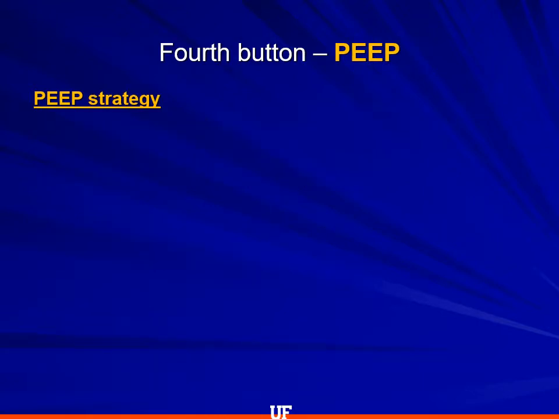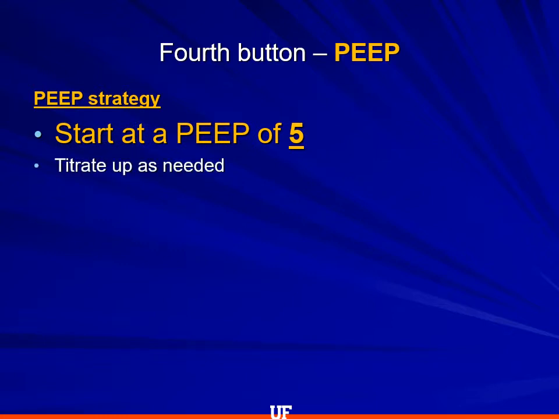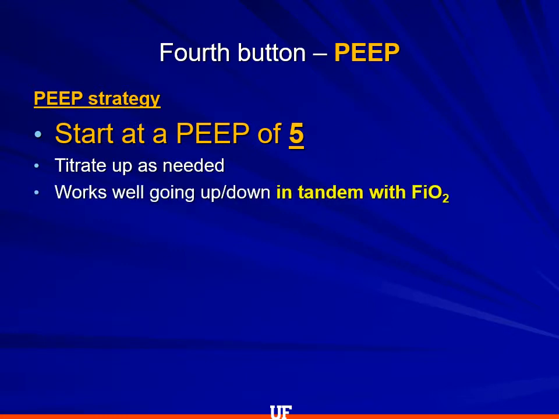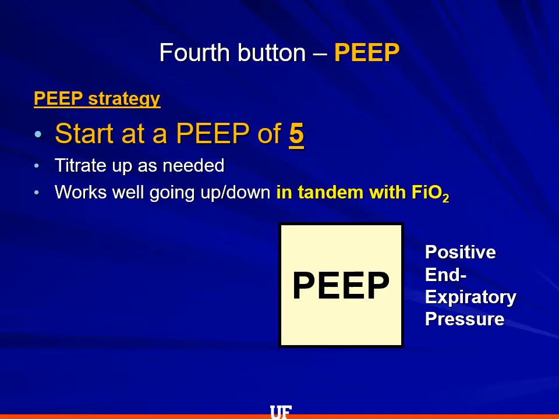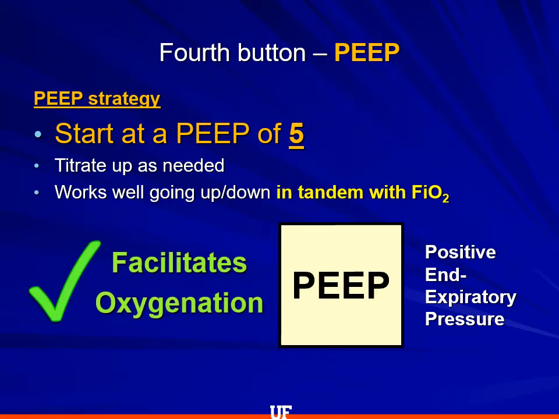So what's our strategy with PEEP? Well, start at a number like 5, and consider going up or down and seeing how the patient does. In particular, PEEP is really good in tandem with FiO2. So you've got a patient where you've cranked up the FiO2, and you just can't get their sats up. Consider going up on the PEEP, because as you open up those different fields of their lungs, they're able to do better gas exchange, they're able to breathe easier, they're able to transmit more oxygen to the blood, and their sats go up. Conversely, as you go down on the FiO2, consider going down on the PEEP. PEEP, in a nutshell, facilitates oxygenation.